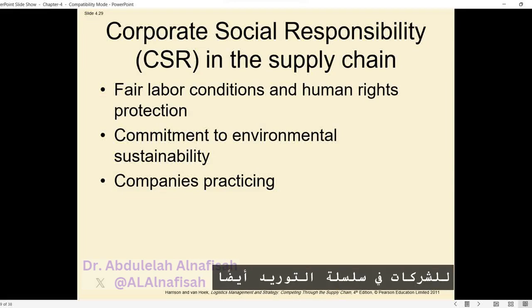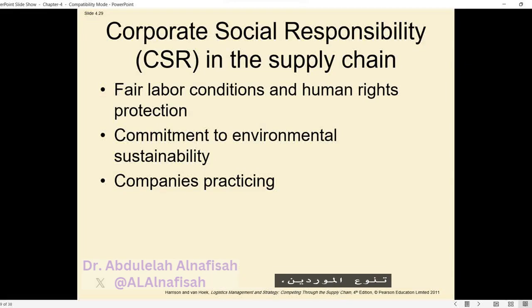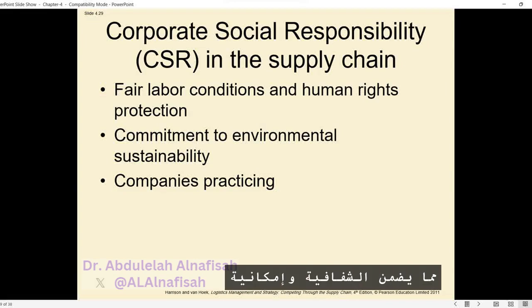CSR in the supply chain also includes promoting diversity through supplier diversity initiatives, ensuring transparency and traceability in the sourcing of products, engaging with local communities, and implementing robust governance mechanisms.